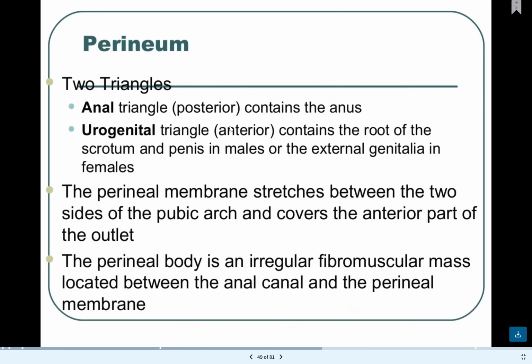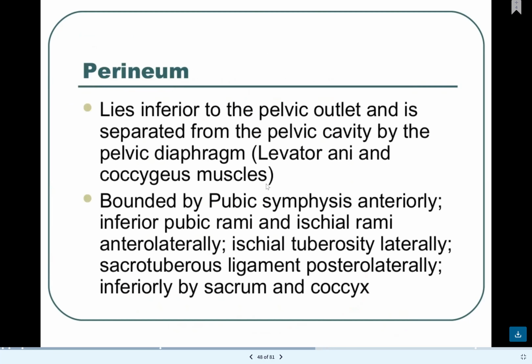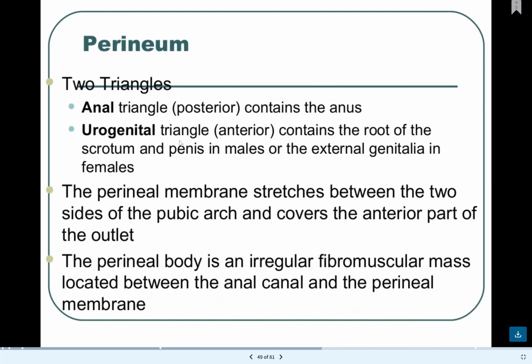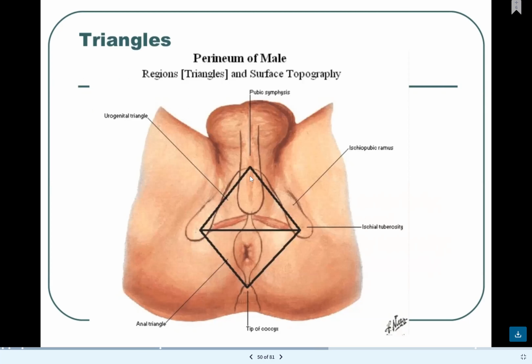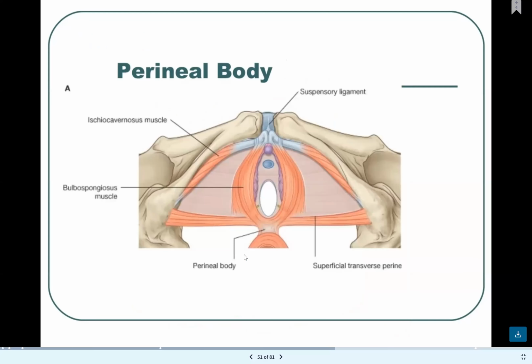Within the urogenital triangle, we will see the root of the scrotum and then the penis. That's what I was trying to show you here. This is the root of the scrotum, and the root of the penis also begins over there. For the anal triangle, what we mostly see there is the anus. This is the perineal body, between the vagina and the anus.